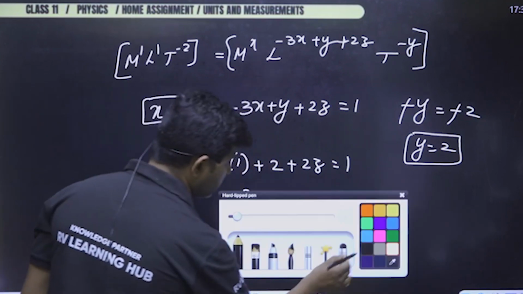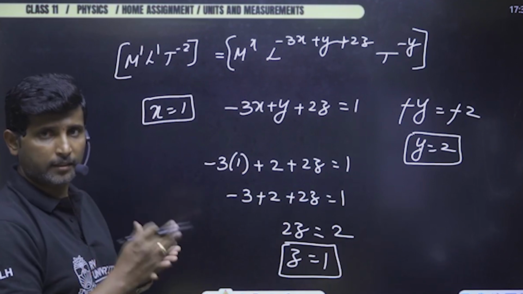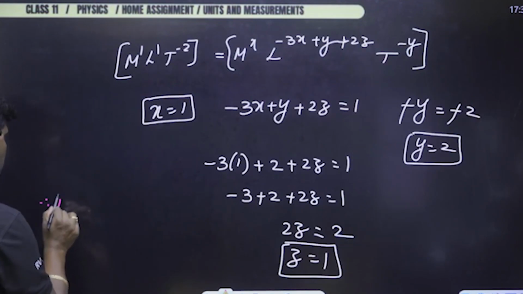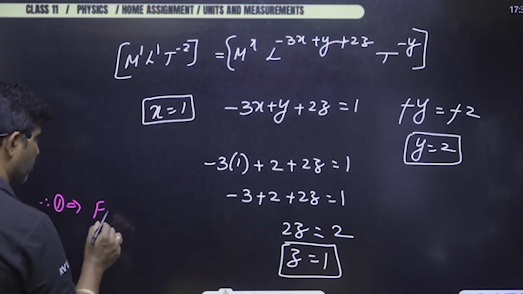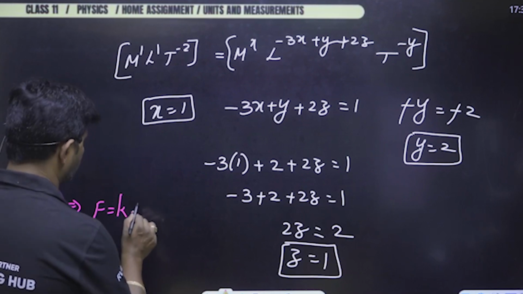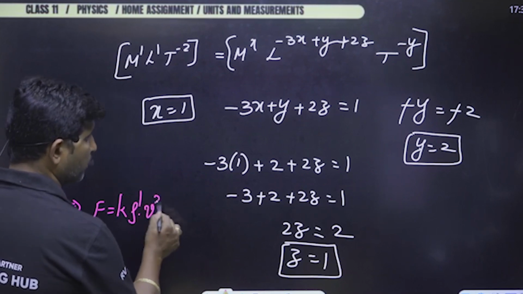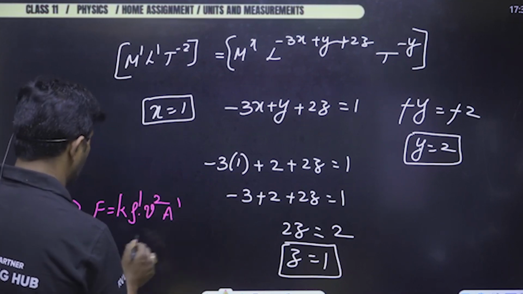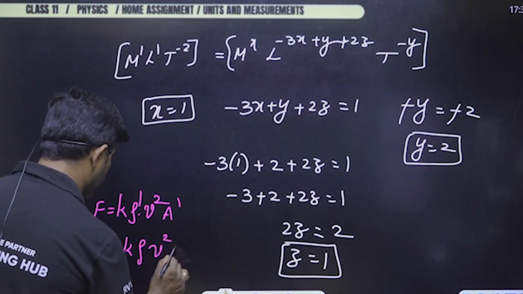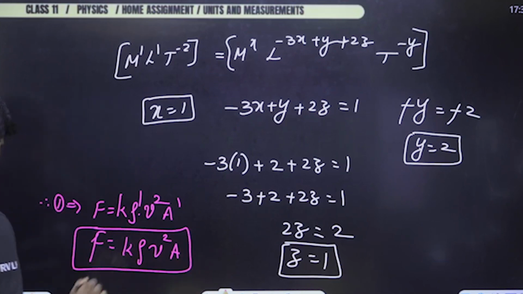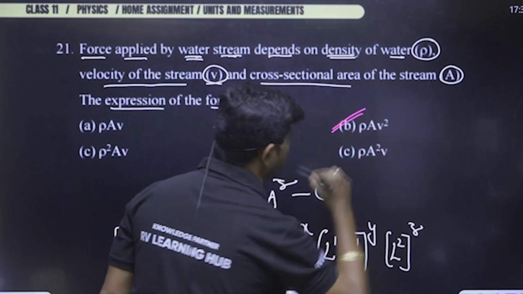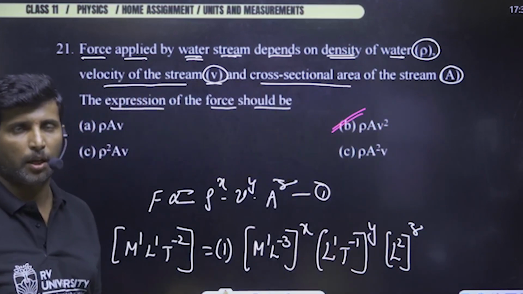Therefore just substitute the value of x, y and z in equation 1. Then we will get equation 1 implies F is equal to some constant k into rho to the power of 1, v to the power of 2, A to the power of 1. So we can say F is equal to k into rho v square into A. Is it right? Rho v square into A, in the sense we can select option A as the right answer.